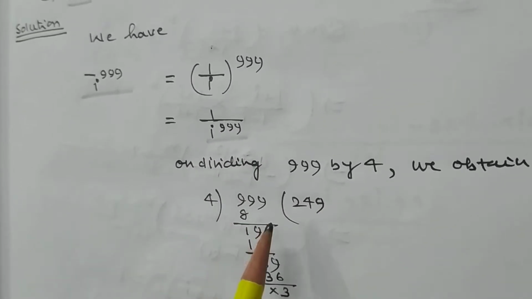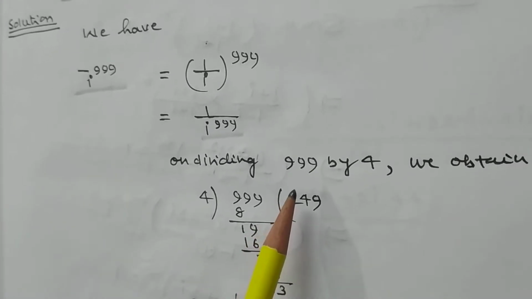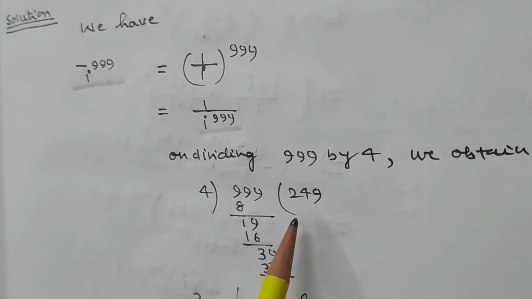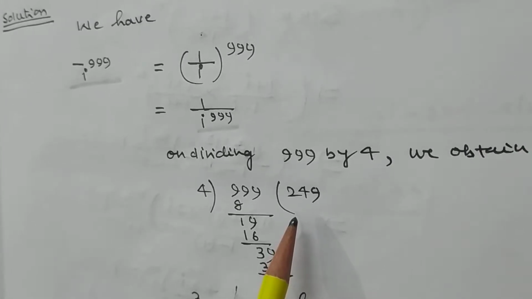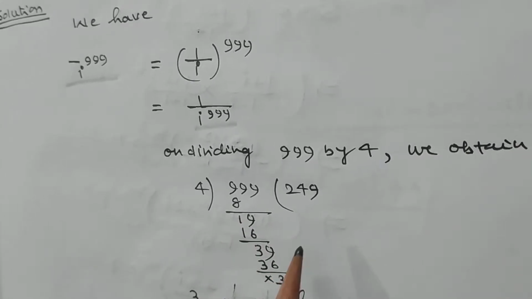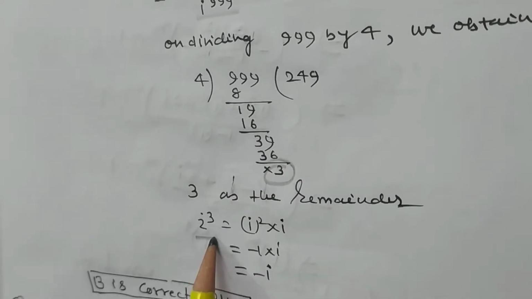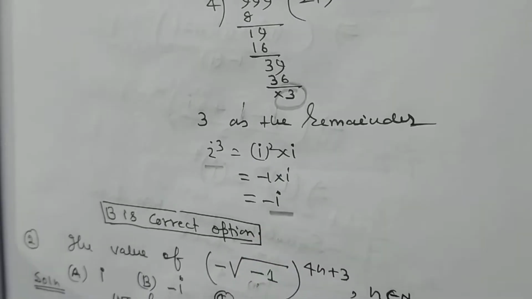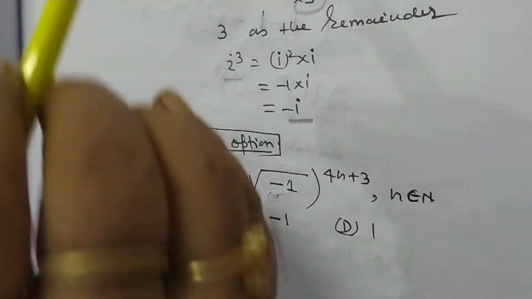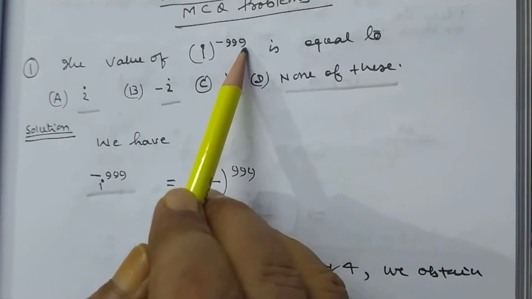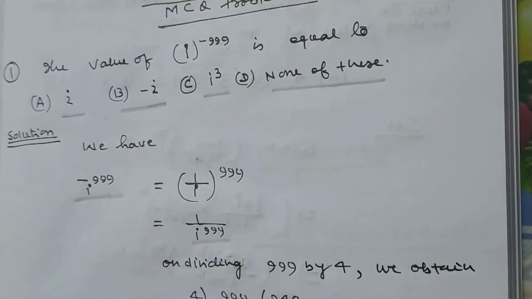How will you solve the problem of iota? By dividing it by 4, so that i to the power 4 is equal to 1. So if you divide it by 4, then 3 is the remainder. So i cube, the value of i cube is equal to minus i. So B is the correct answer. The value of i to the power minus 999 is minus i.